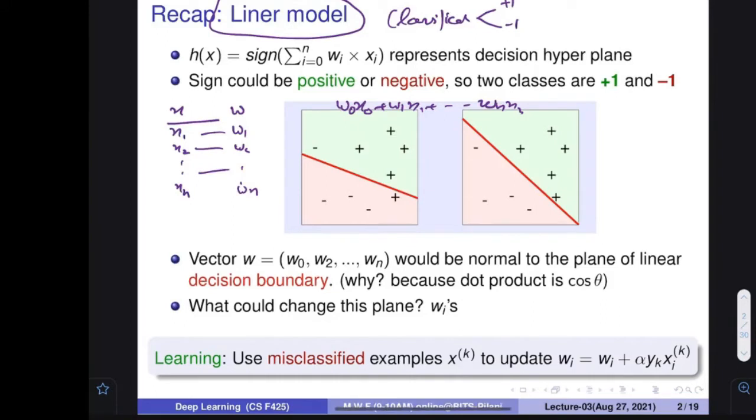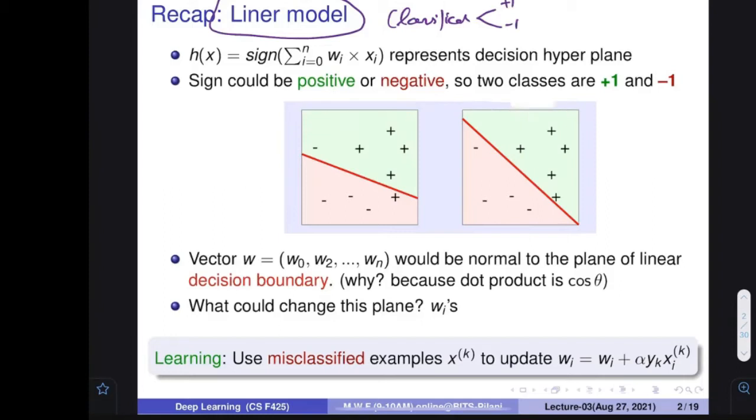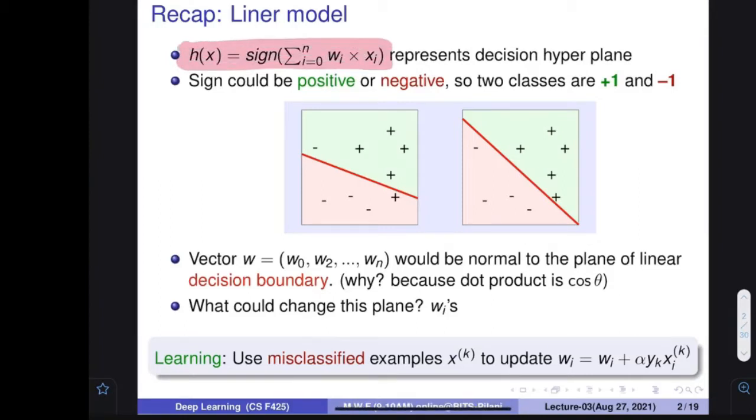We said that we want to see the sign of this particular quantity to tell the classification of that particular item. We covered this in the last class, and also saw that it can be written in a simplified form: we want the sign of this summation term. In vector notation, it is W transpose X, where W and X are treated as vectors, and the same quantity is obtained as W transpose X.